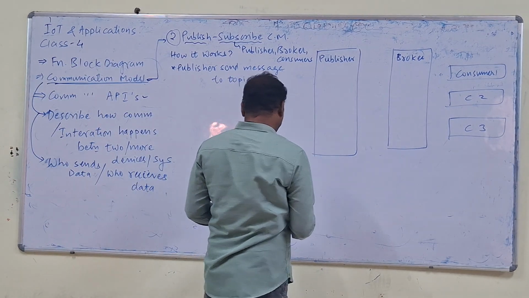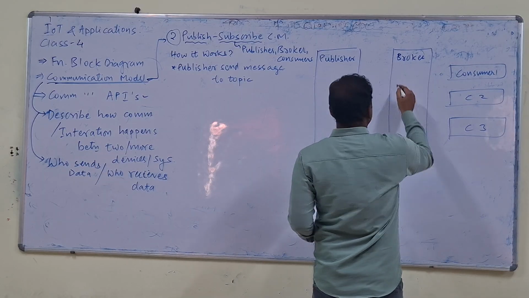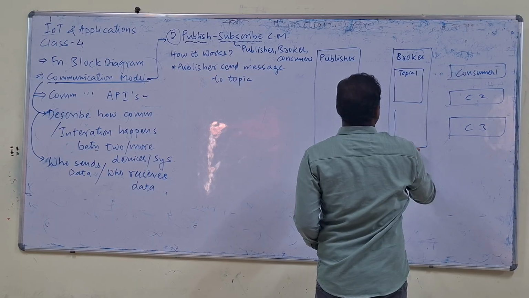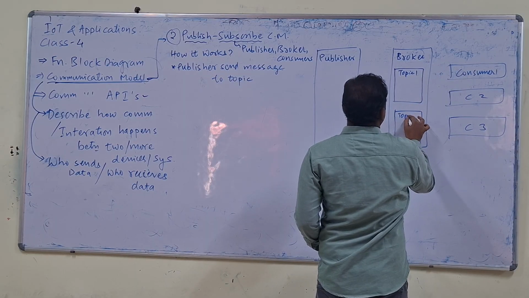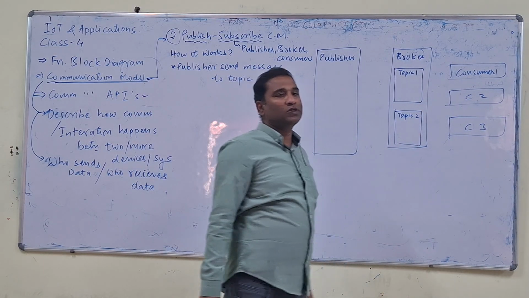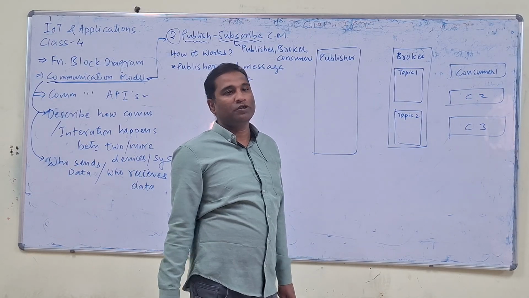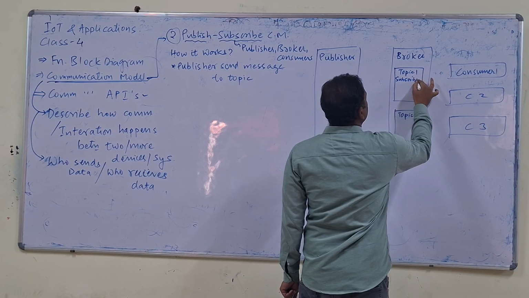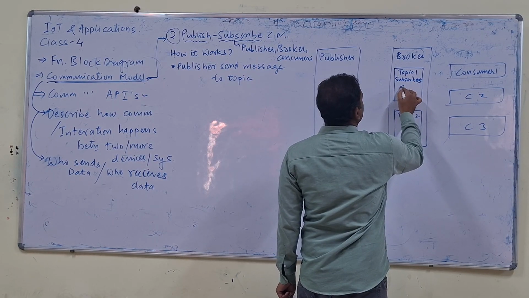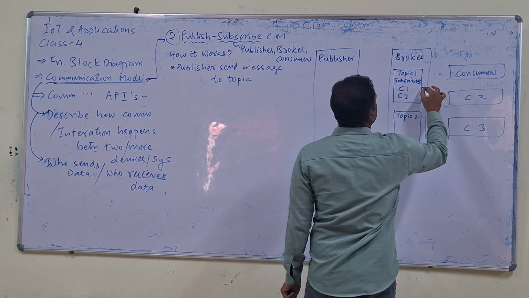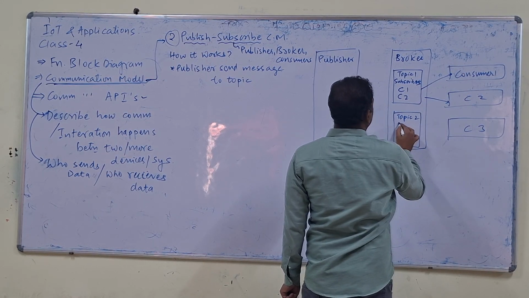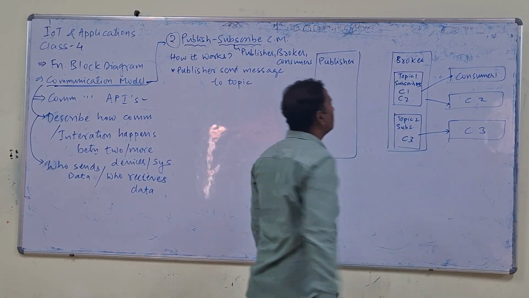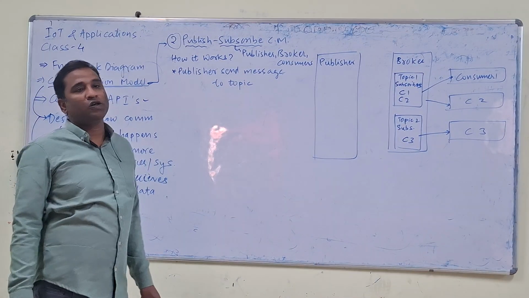Now here in the broker we have topic 1, topic 2. So different newspapers or even OTT platforms. Here subscriber, here consumer 1, consumer 2. That is this person, this person. Here also there are subscribers. Say consumer there. They will subscribe for topic.